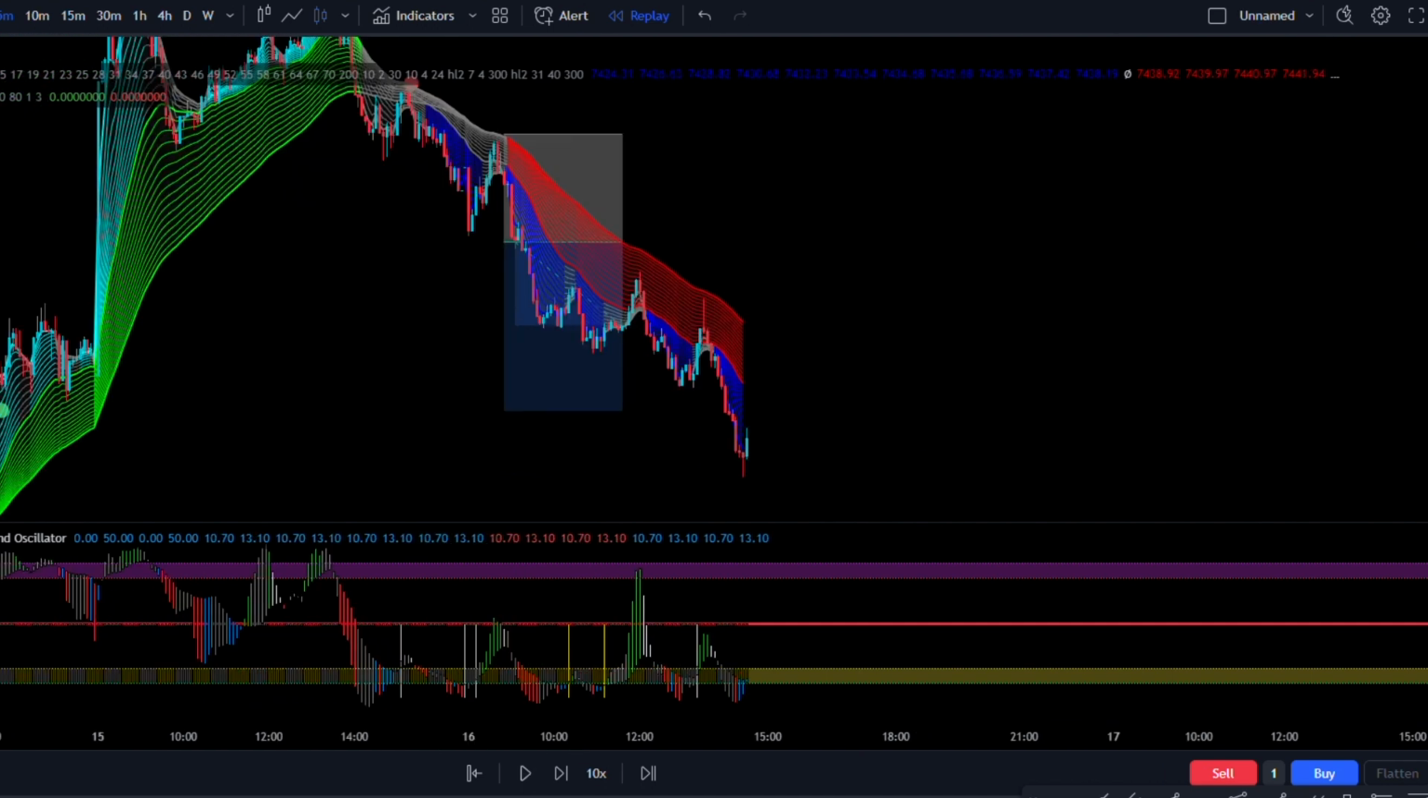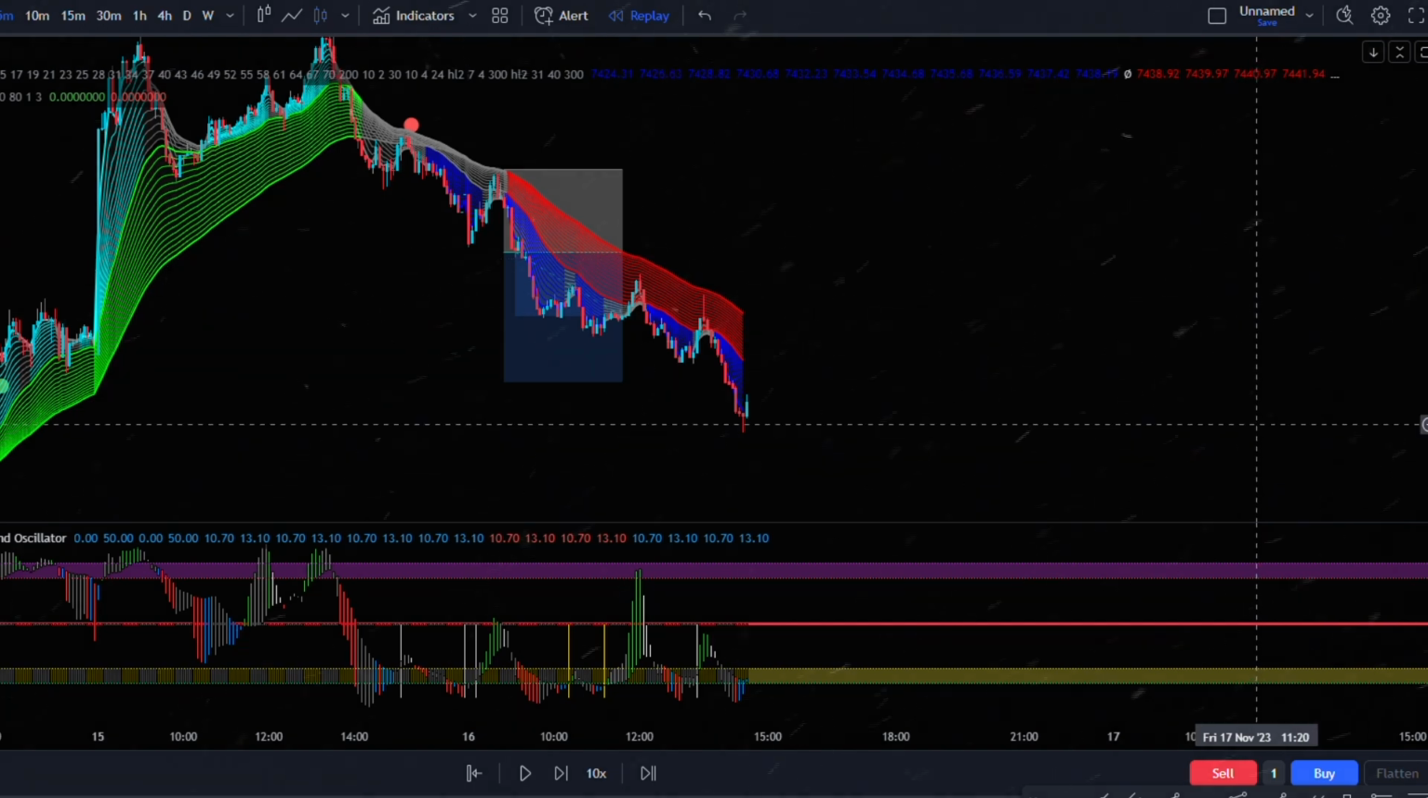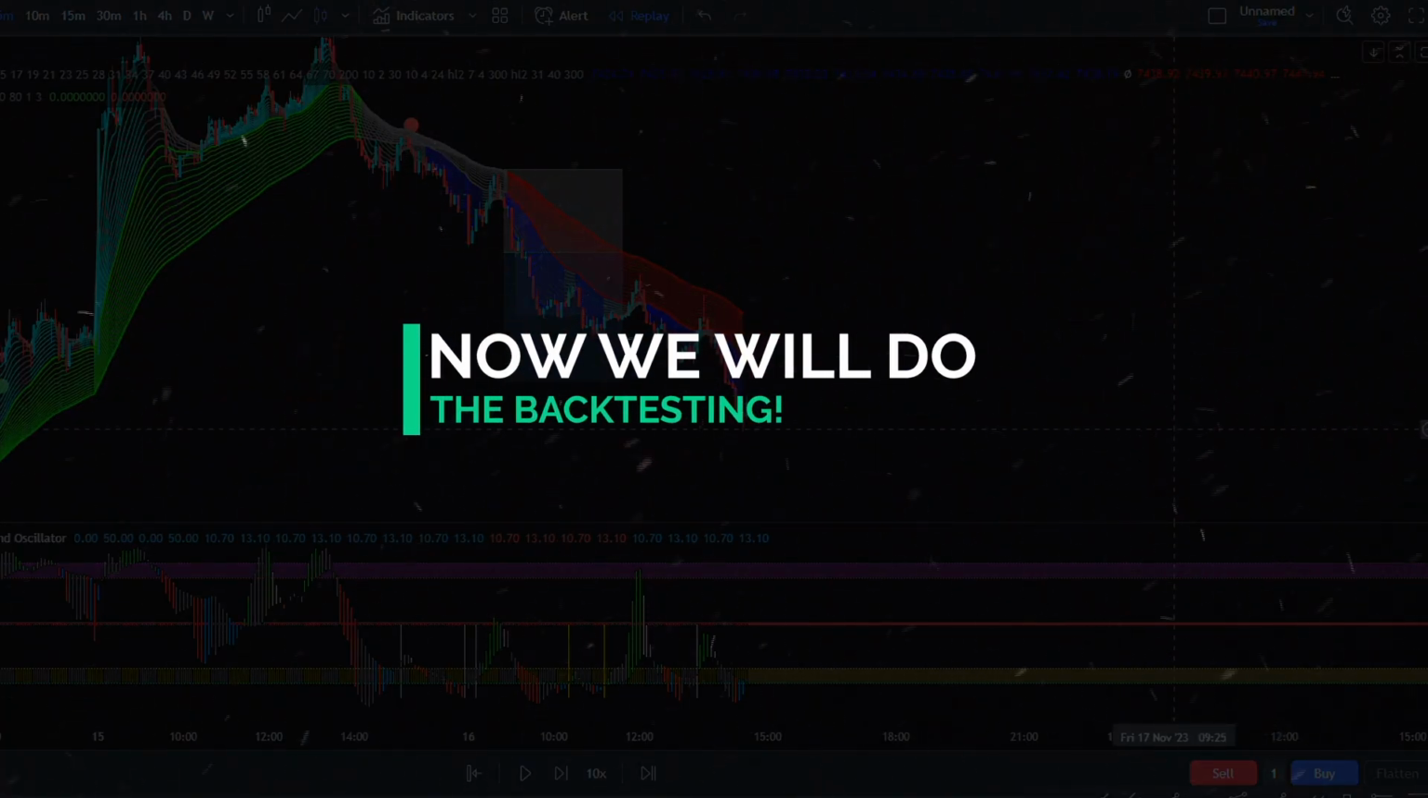Perfect. So once learning this strategy, it is pretty confusing, making sure you got 4 entry confirmations and all these colors going on. It is a bit too much, but I'm going to go and back test this 100 times and come back to you with the results.